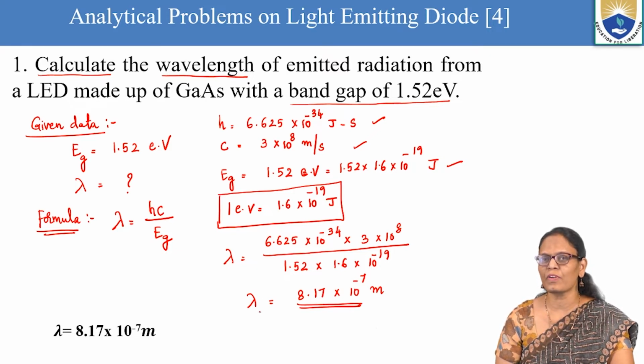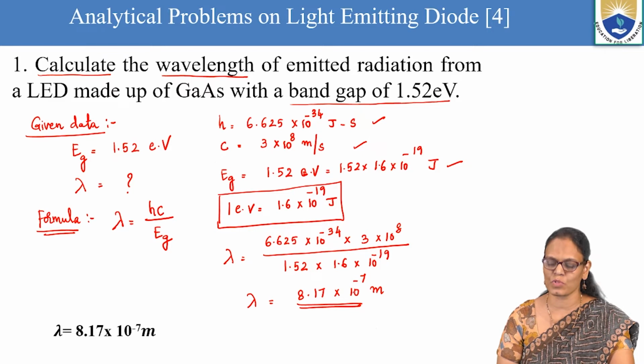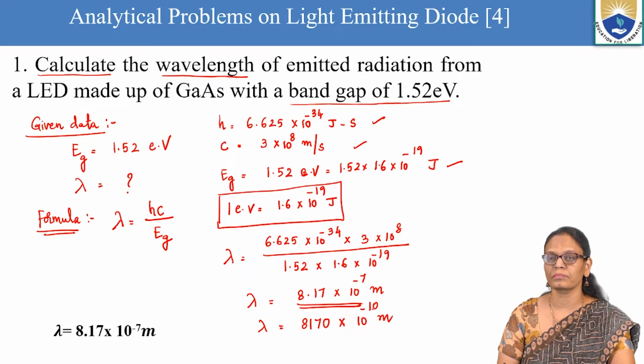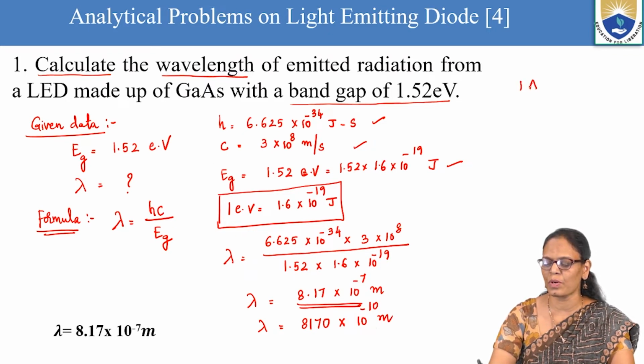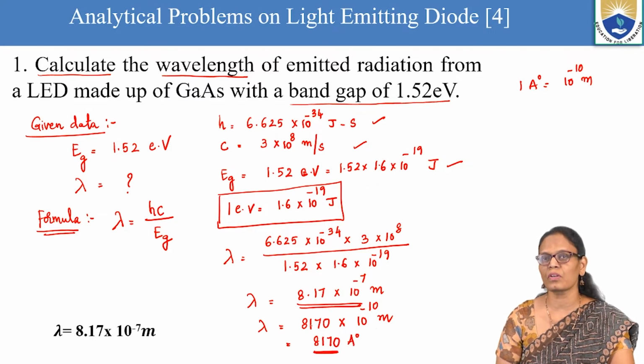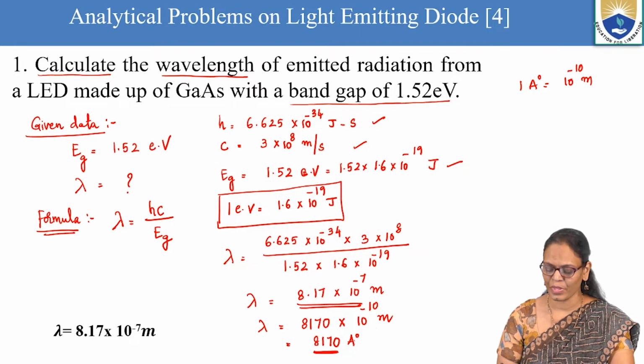The value of lambda is generally expressed in angstrom, so we can convert it into angstroms also. I can write the same thing as 8170, which means I'm shifting the decimal place three points to the right, so we get 10 power minus 10 meter. And what is 1 angstrom equal to? 10 power minus 10 meter. So I can simply write this as 8170 angstroms. So the wavelength of the emitted radiation is 8170 angstroms.